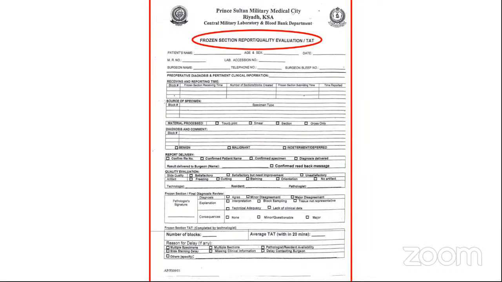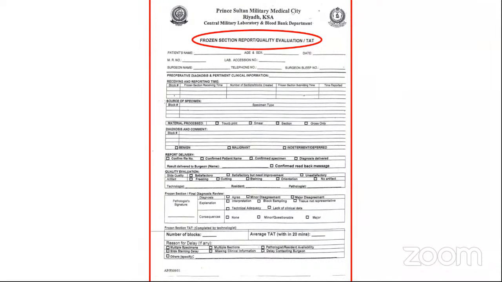Make sure that we confirm the file number, patient's name, we confirm the specimen type, and read back of the diagnosis. Also, we assess for the quality of the slides. Are they satisfactory or unsatisfactory for evaluation? Is there any artifact about staining, cutting, freezing, orientation? At the end also, we give the number of blocks and turnaround time.